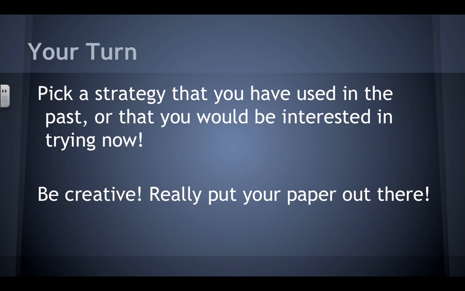Okay, so now it's your turn. Pick a strategy that you have used in the past or that you would be interested in trying now, and try it out. Be creative and really put your idea out there. We're going to give you a few minutes to start with one of the strategies, and then we'll move on and try one or two more.